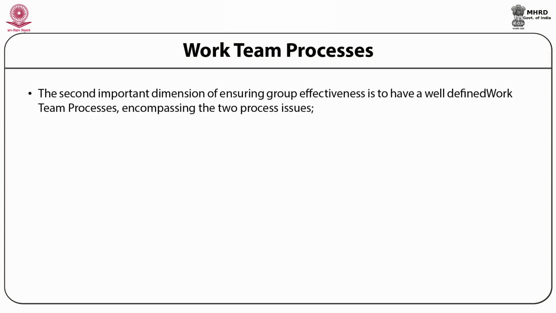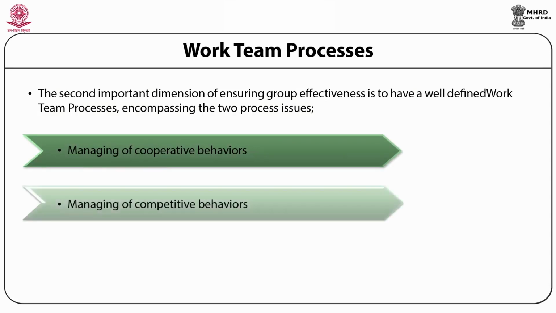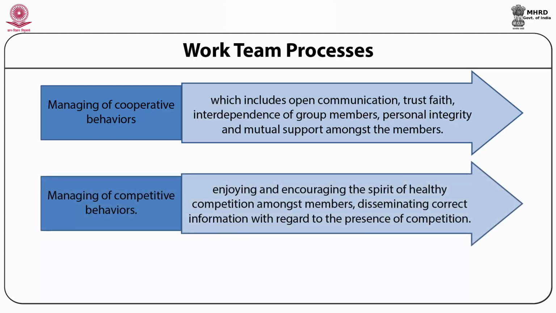The second most important dimension of ensuring group effectiveness is to have a well defined work team process encompassing the two process issues, that is, managing of the cooperative behaviors and the managing of the competitive behaviors. The managing of the cooperative behaviors includes open communication, trust, faith, interdependence of group members, personal integrity, and mutual support amongst the members. While managing of competitive behavior includes enjoying and encouraging the spirit of healthy competition amongst members, disseminating correct information with regard to the presence of competition. So, these are the two types of the work team processes.